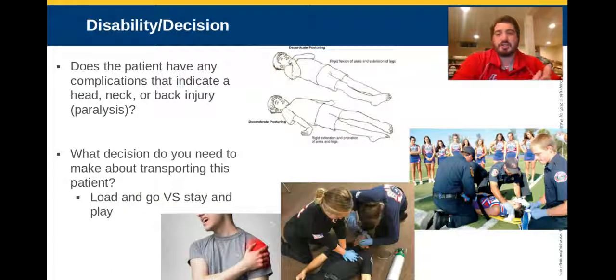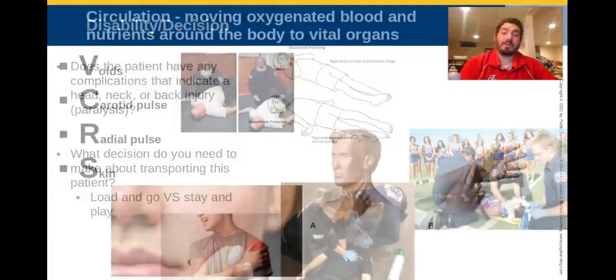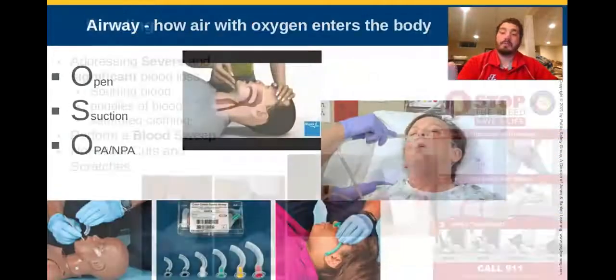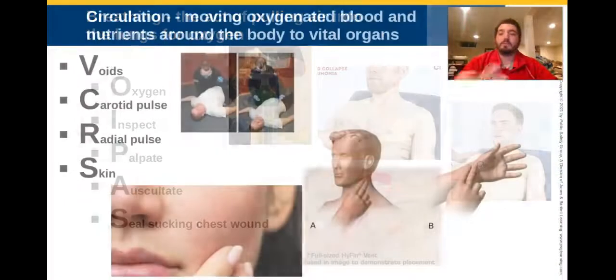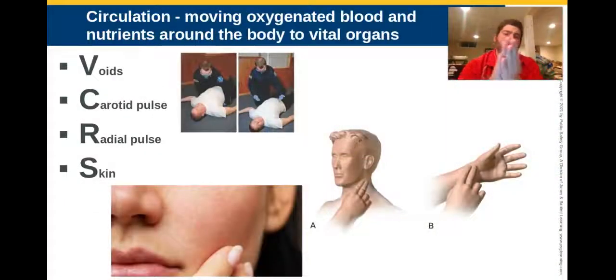All right. Disability, decision. Basically, two things to think about. So really, we did the three things that are going to kill you, right? We talked about bleeding. We talked about airway, and we talked about breathing, and we talked about circulation, which kind of goes with that bleeding. So we talked about the ABCs.